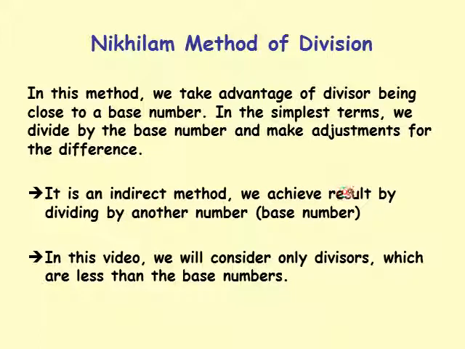We do not divide by the divisor in question. Instead, we divide by a chosen base number. So we achieve the results by dividing by another number. So this is an indirect method. Let's continue here. In this video, we'll consider only the divisors which are less than the base number. The divisors which are more than the base number we will consider in the next video.